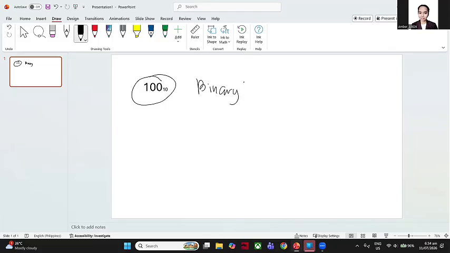So what is binary? Basically, it has the 1 and 0. In the electronic sense, 1 is always on, and 0 is always off. So how can we translate the 100 from decimal to binary? Okay, so let's see.